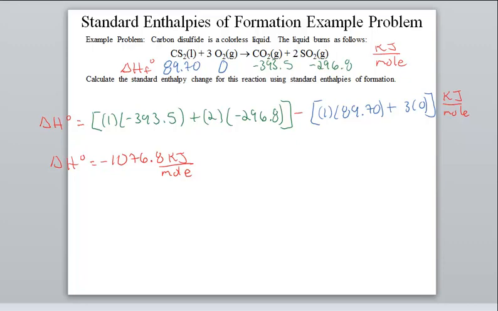Meaning if 1 mole of carbon disulfide reacted, that's how much energy would be released. Or, remember it's per mole, but if it was 3 moles of oxygen reacting, that's how much energy would be released. So mole of what? You have to look at which chemical you're talking about in the reaction. You should be able to look at this theoretical change at standard state conditions for the enthalpy and decide if it's exothermic or endothermic. So write that down. Pause the video and write that down.